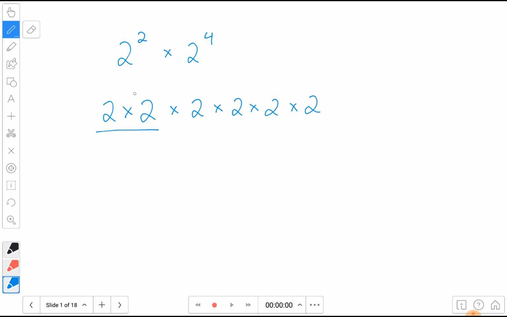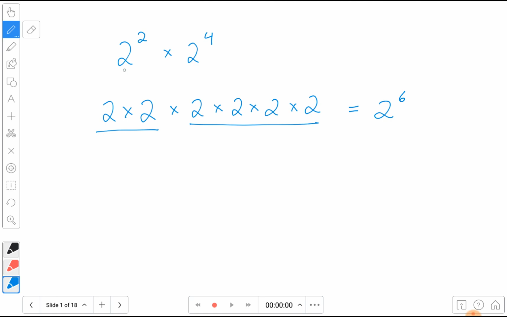Right, so this group here is that one, and this group here is that one. Okay, so I just multiply them out times each other. 2 times 2 times 2 times 2 times 2 times 2. So we can count all those, and it's 2 times itself 6 times. And of course, 2 times itself 6 times means that the exponent is 6.